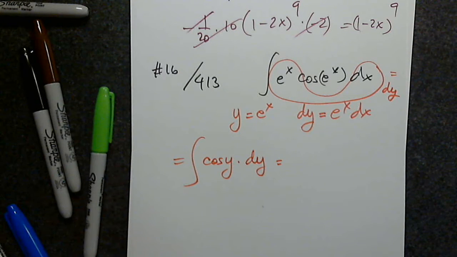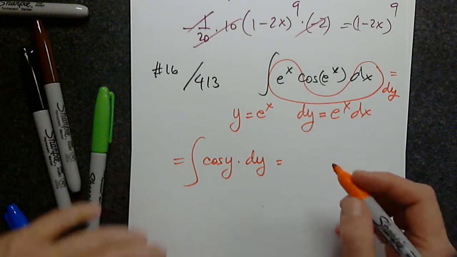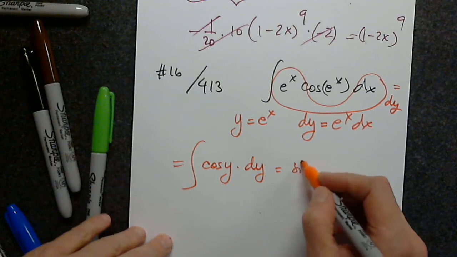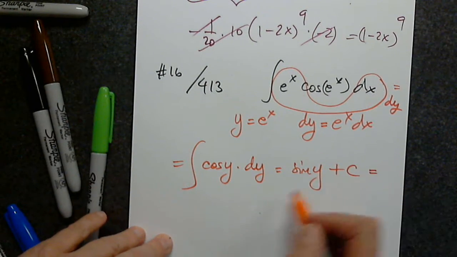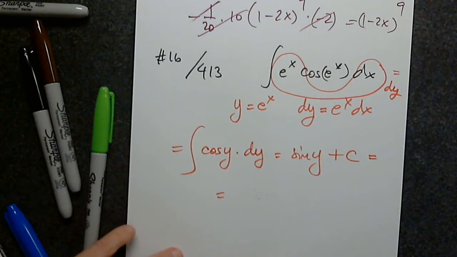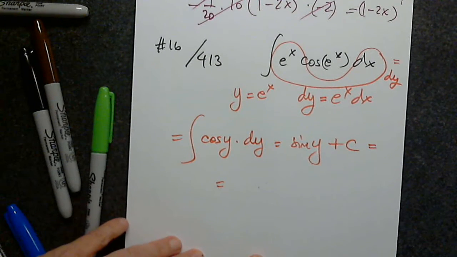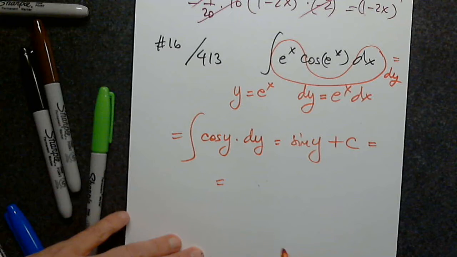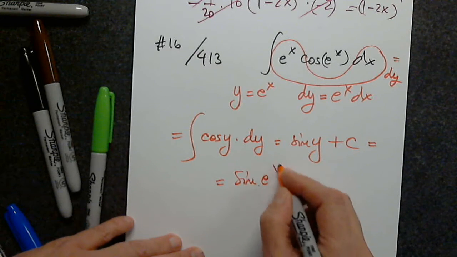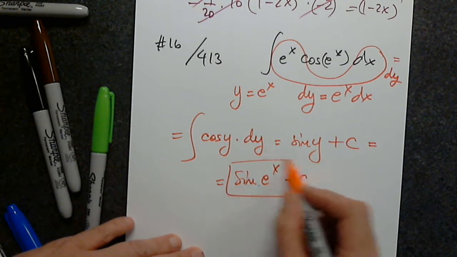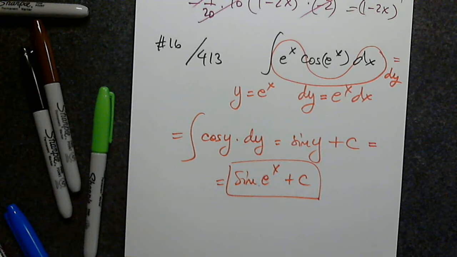Which function prime is cosine y? Very good. Sine y plus a constant c, not enough. Good, but not enough. What do I have to do next? Yes, sine e to the x plus a constant c, and that's final. Okay, any questions on this?